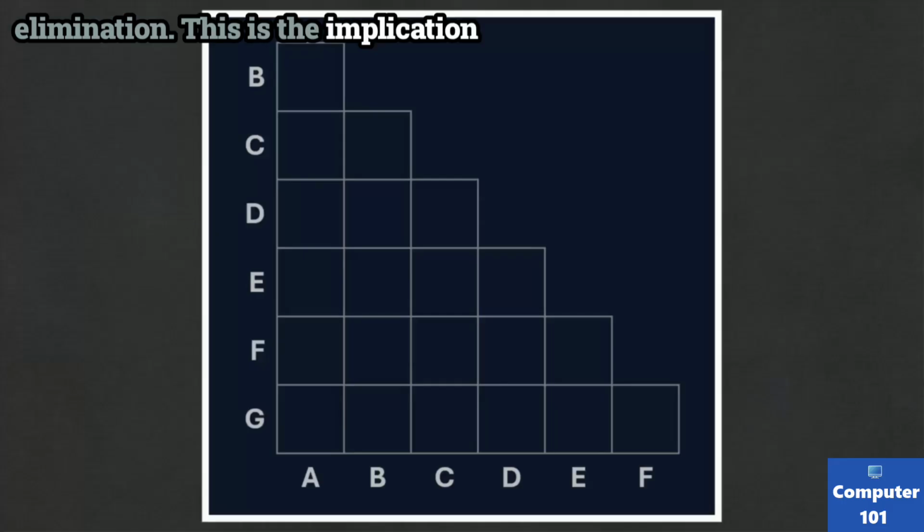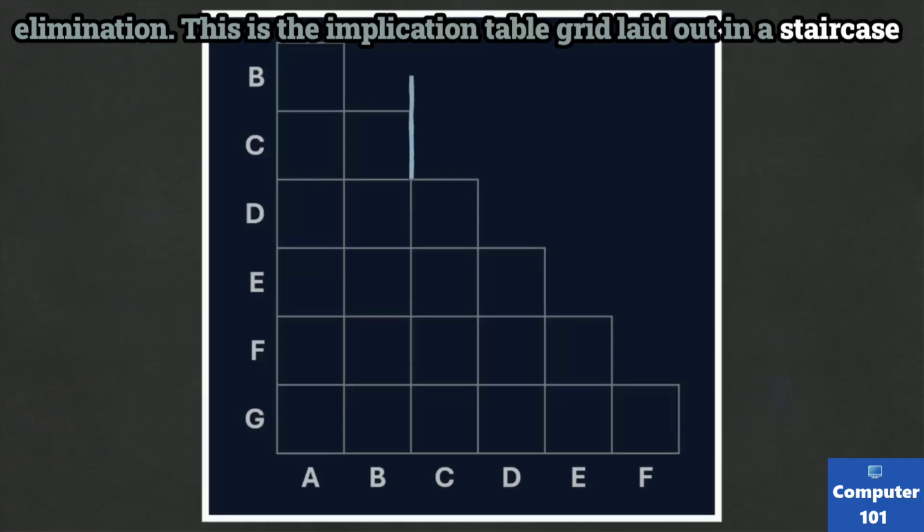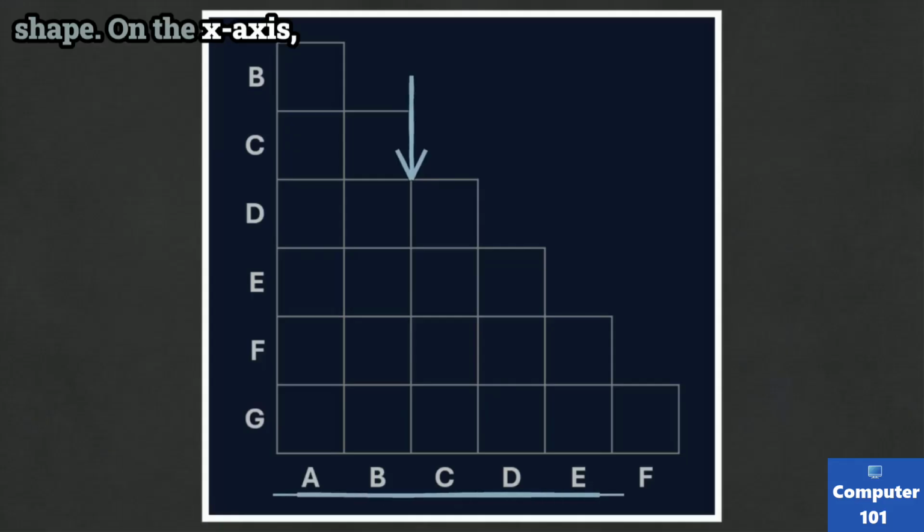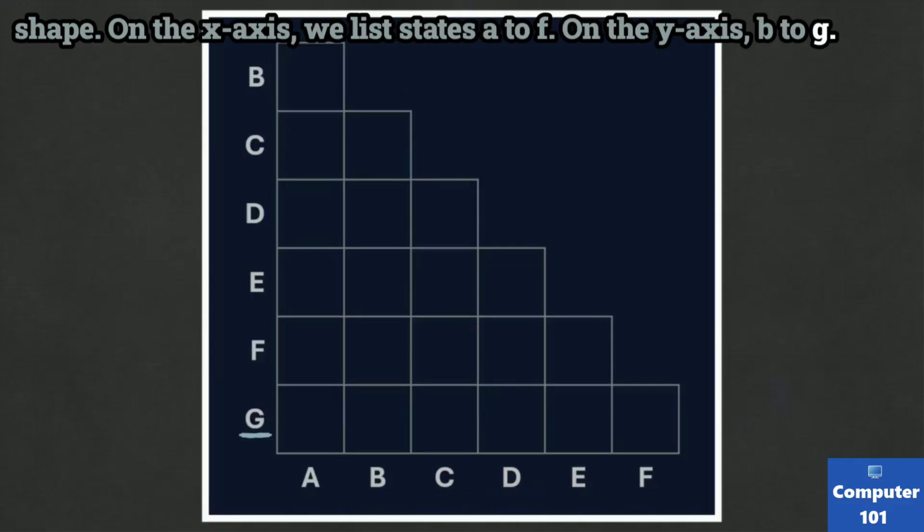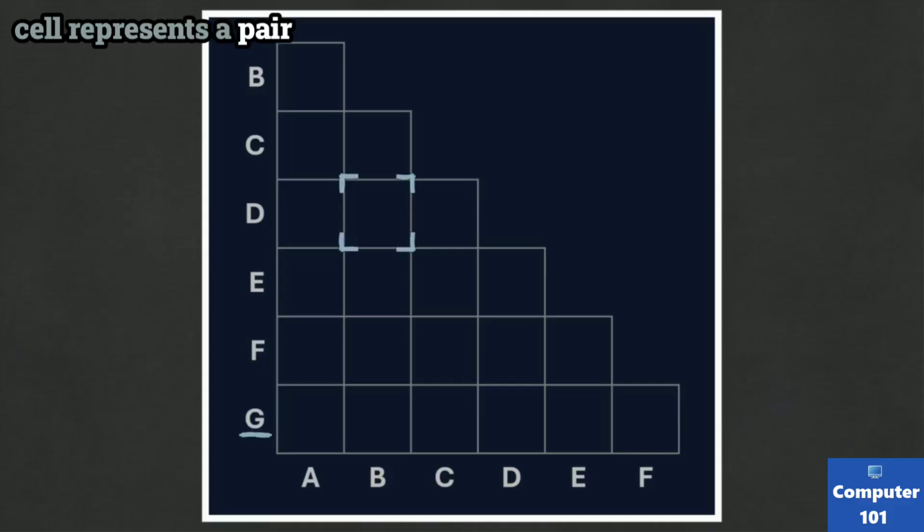This is the Implication Table grid, laid out in a staircase shape. On the x-axis, we list states A to F. On the y-axis, B to G. Each cell represents a pair of comparing states. Initially, we assume every pair is equivalent.